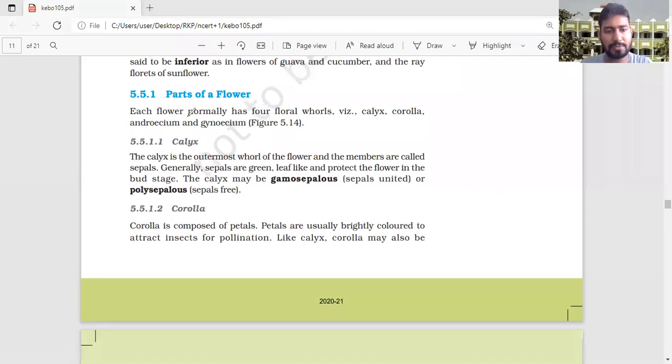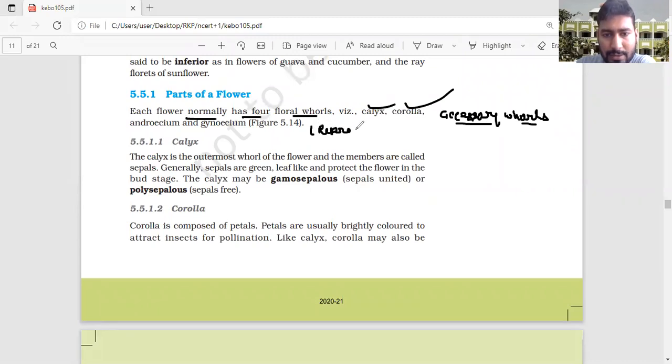Each flower normally has four floral whorls. Calyx and corolla, as I told already, are called the accessory whorls. And androecium and gynoecium are the reproductive structures. Clear? This is the very important reproductive organ. Now we are going to talk about the first one.